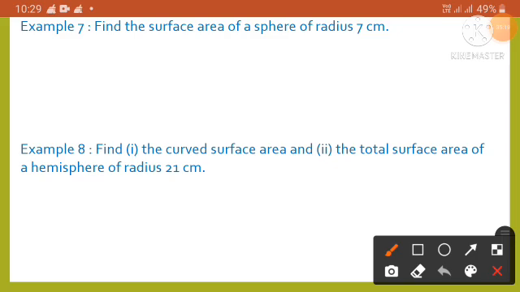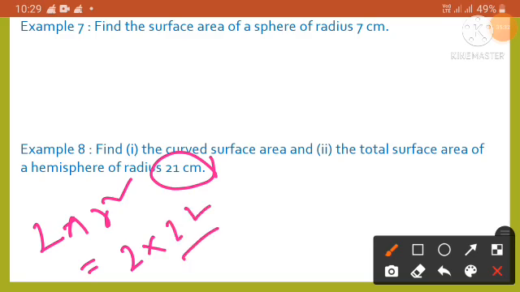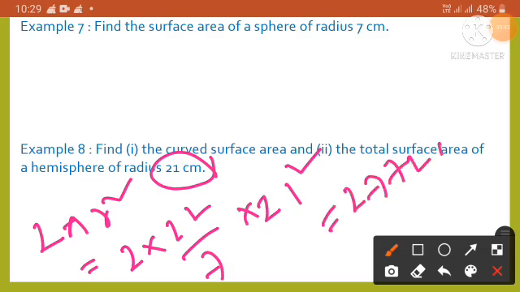Okay, so we know that the curved surface area of a hemisphere will be 2 pi r square. So here r equal to 21 centimeter. So we are getting 2 into 22 by 7 into 21 square. So it will be 2772 centimeter square. Okay, now the next question is total surface area of the hemisphere of radius 21 centimeter.